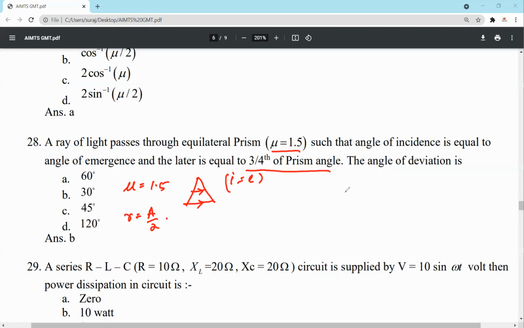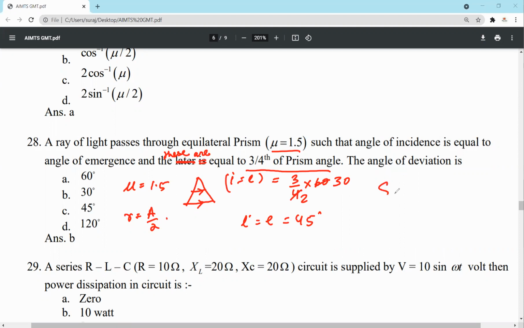So there's a slight mistake in this question. The angle of incidence and angle of emergence are given, and these are equal to 3/4 of the angle of prism. The angle of prism is 60, so 45 degrees. i equal to e equal to 45 degrees. Clear? Now what do they want?